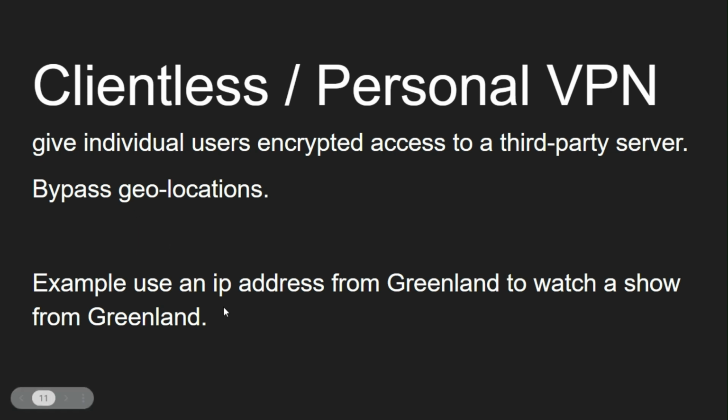So I gave a silly example here. Example, you have to use an IP address from Greenland to watch a show from Greenland. So Greenland is out there in the Atlantic Ocean. And let's just say that there's an amazing show, and Greenland said, hey, you know what? You're not allowed to watch this show unless you're from Greenland. You can get a clientless slash personal VPN to basically proxy a server giving you an IP address from Greenland, so you can therefore go and watch the show from Greenland.